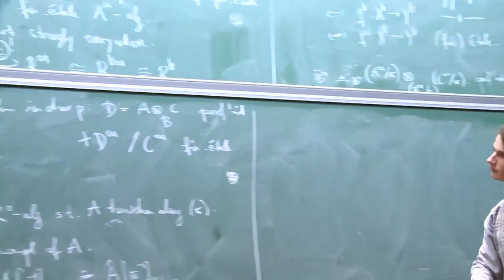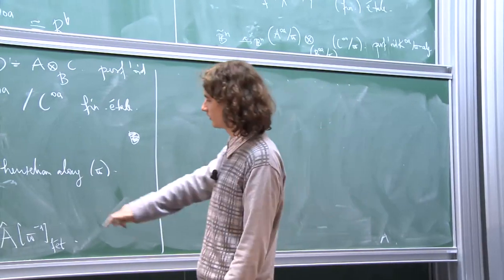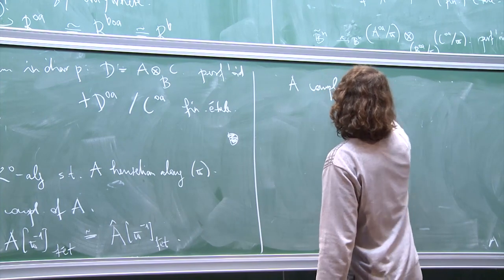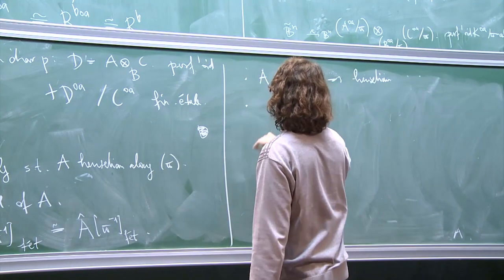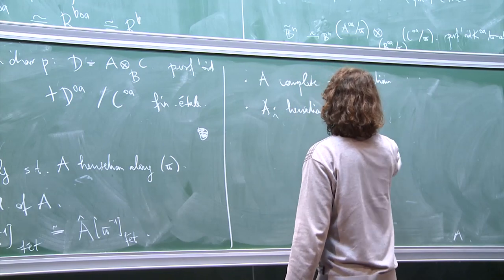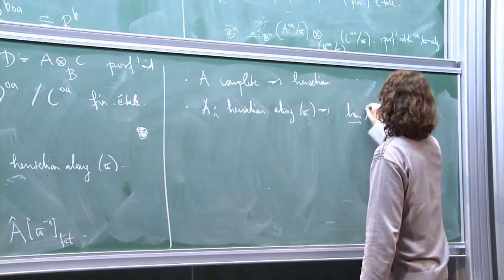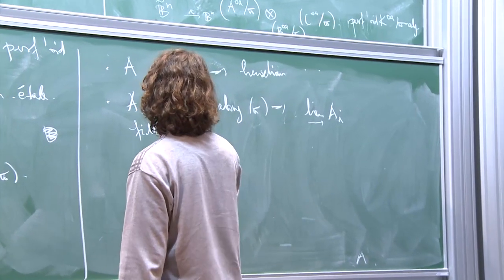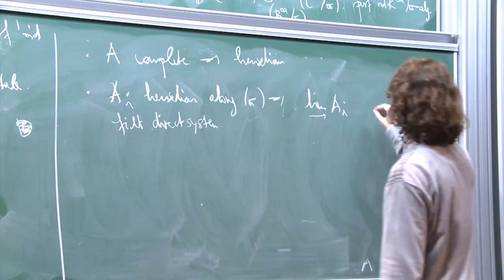And so we only need two properties about Henselianness, namely that if A is already complete, then it's Henselian. And the second property is that if the A_i are all Henselian along pi, then also the direct limit is, for a filtered direct system, say, is Henselian along pi.